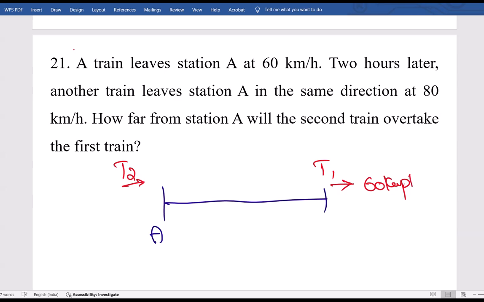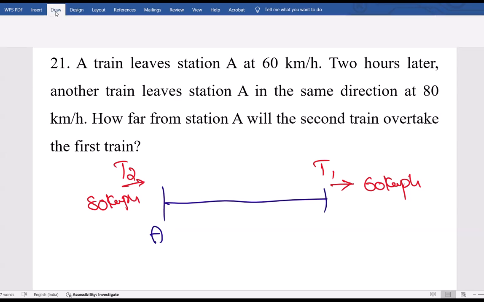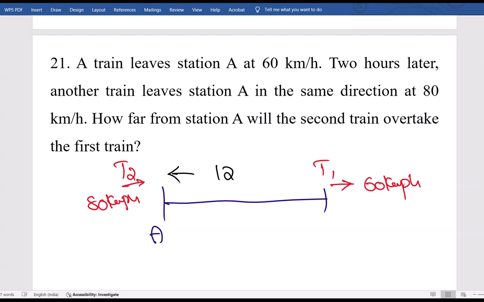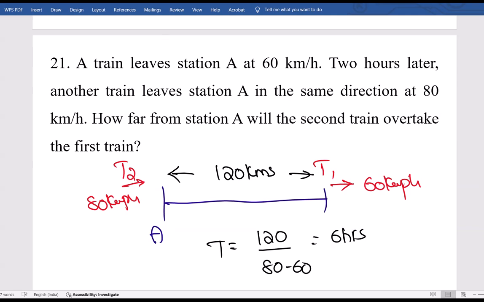I hope you can understand: train 1 is going at 60 km per hour, train 2 at 80 km per hour. Train 1 already traveled 2 hours. 2 hours means 120 kilometers, correct, at 60 km per hour. 120 kilometers is the gap between these two. Now, after how much time they are going to meet: time is distance by speed. As both are traveling in the same direction, speeds must be subtracted. After 6 hours, they are going to meet. Our second train is going to meet the first train after 6 hours.